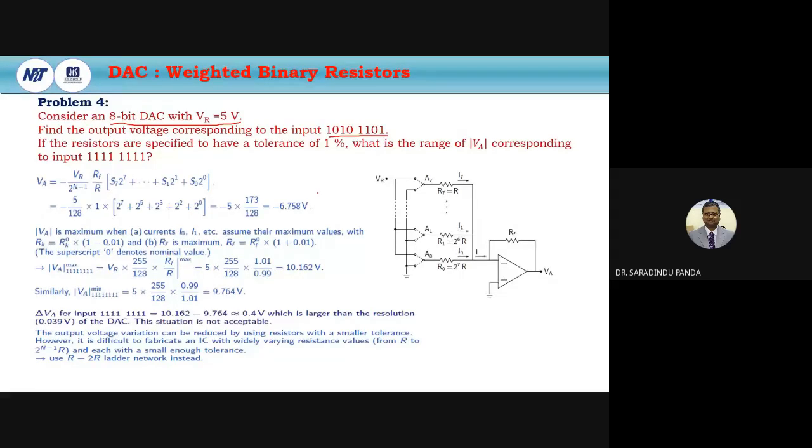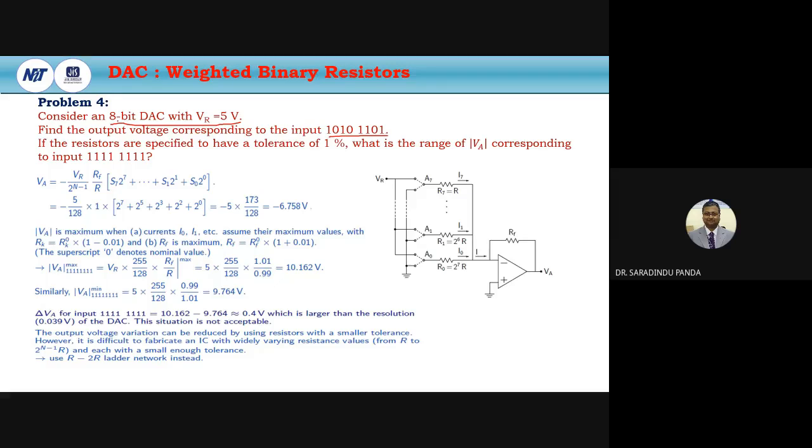Then come to the part where the resistors are specified to have a tolerance of 1%, so we should calculate the maximum value and minimum value. What is the range of VA corresponding to the input of this? So first, come to the first portion of the problem. Find the output voltage corresponding to the input of this.